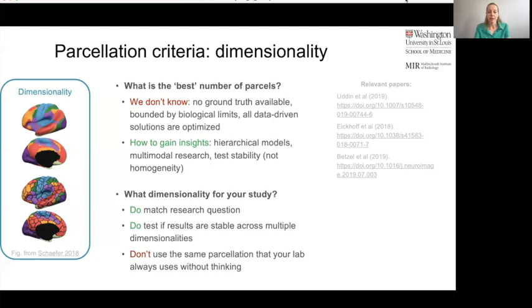Another thing that you can do is test whether your results are stable across multiple different dimensionalities, so that it's not just a fluke result that you only see with one dimensionality, but the inferences that you're drawing are somewhat stable across at least a small range of different dimensionalities. And I would advise you not to just use the same parcellation that your lab always uses without thinking about it, because for different research questions and different end goals, you might want to use different dimensionalities and different node definitions more broadly.